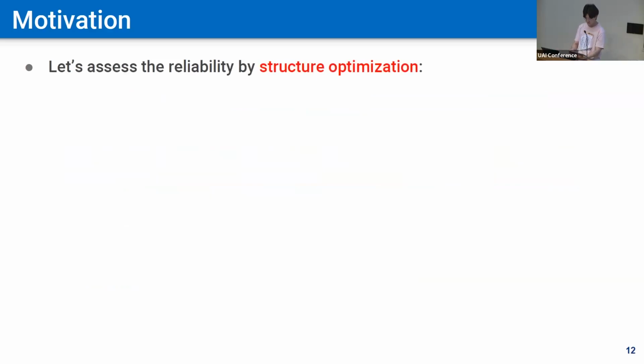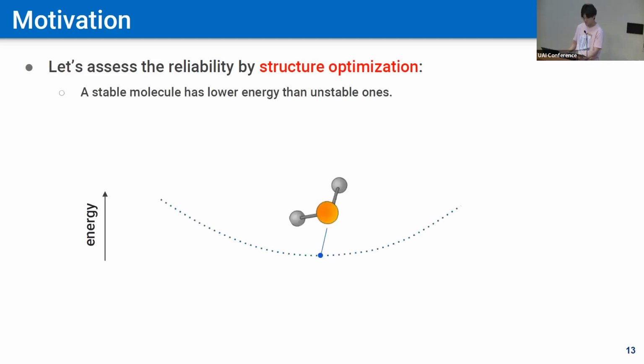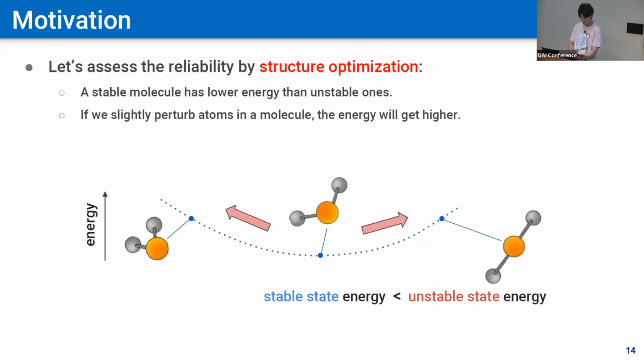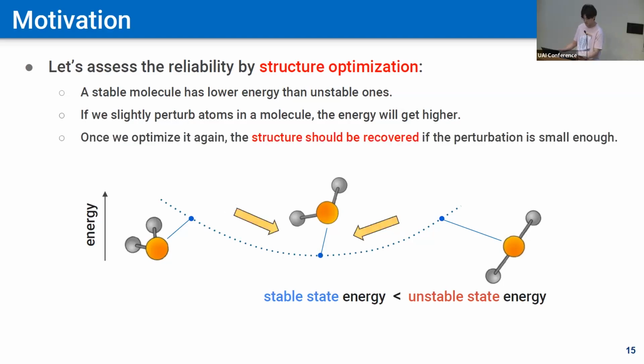One way to do this is to test their ability to optimize with a structure optimization task. Okay, this is some background. The stable molecule is basically in its local minima of the potential energy surface. So when we perturb the position of atoms, the energy will increase. And if the perturbation is small enough, the molecule will naturally recover its stable state structure.